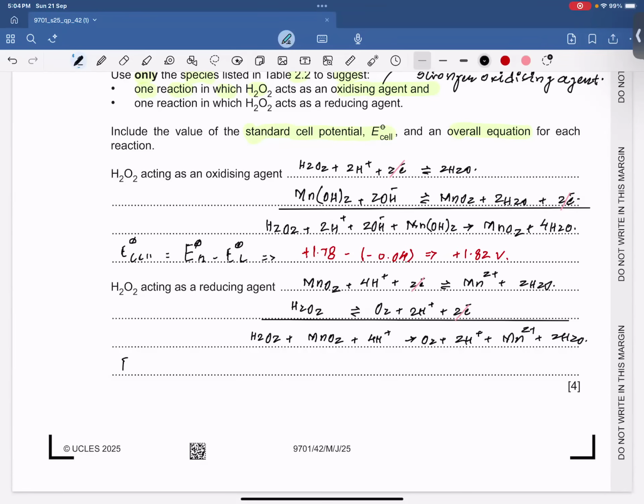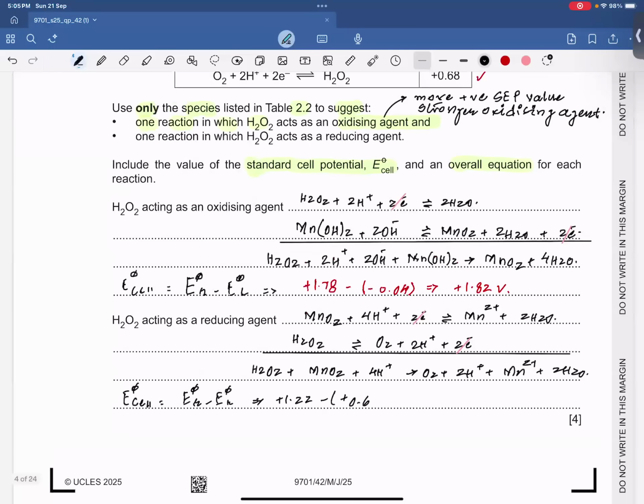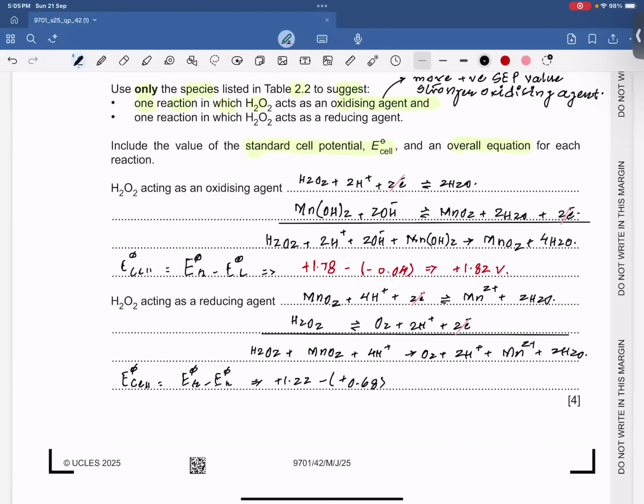Let me find the value of E naught cell for this overall equation. I'm going to plug the values into the formula, which is E naught right minus E naught left. E naught right must have the more positive SCP value, which is plus 1.22 volt, and E naught left is going to be the less positive SCP value, which is 0.68 volt. So the answer for this part is going to be plus 0.54 volt.